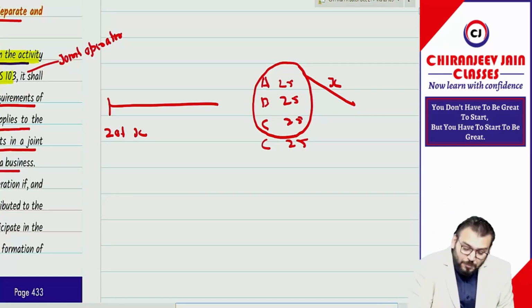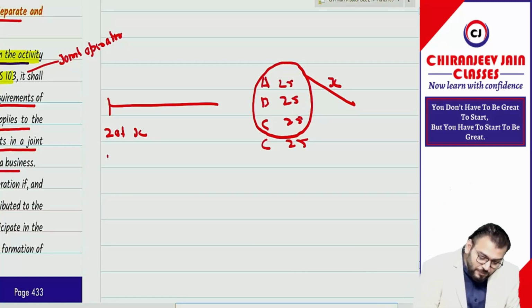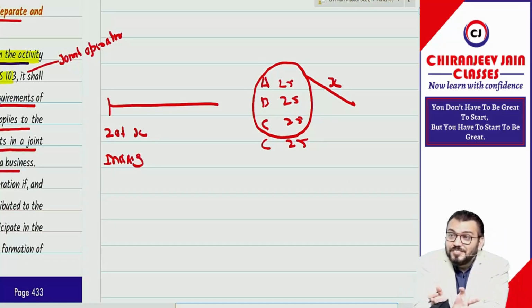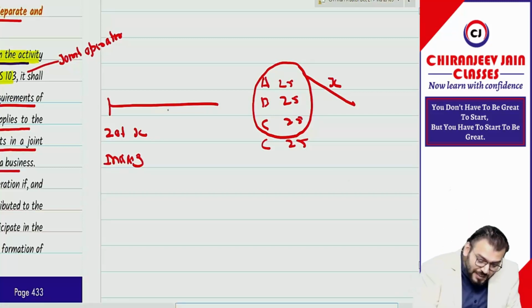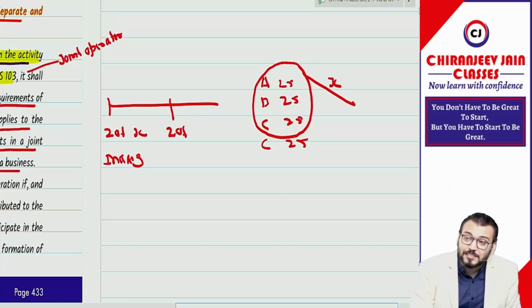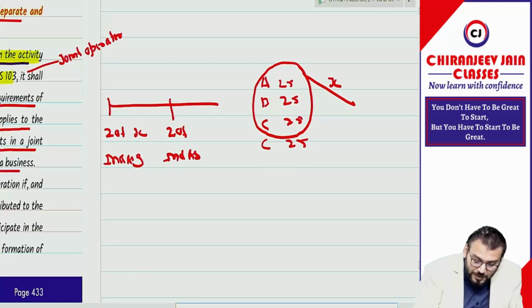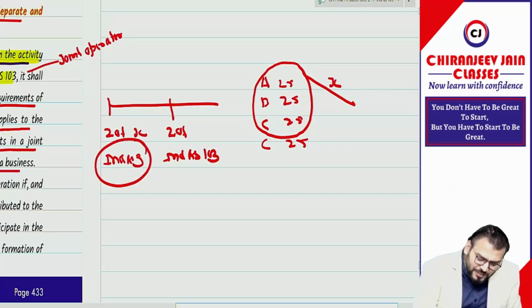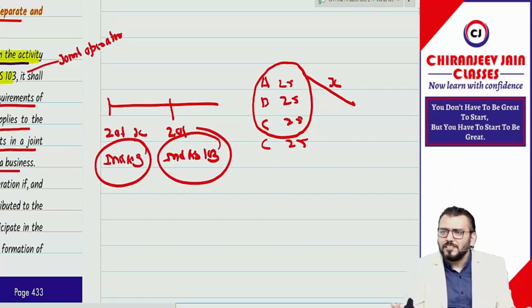So initially suppose A acquired 25%, whether Ind AS 103 will be applicable? Yes, if the activities of the joint operation constitute a business. Then they again acquire 20%, whether Ind AS 103 will be applicable? Yes, Ind AS 103 will be applicable. Means this will be for 20%, this will be for 20%. Chalega na? Arey, what is wrong in that?